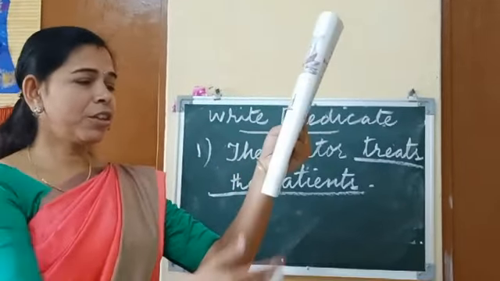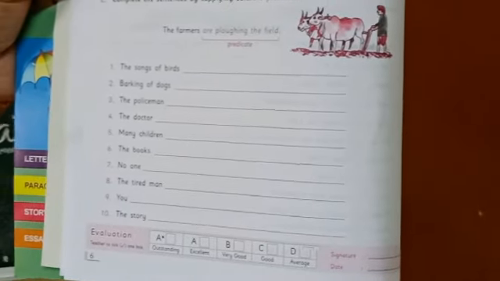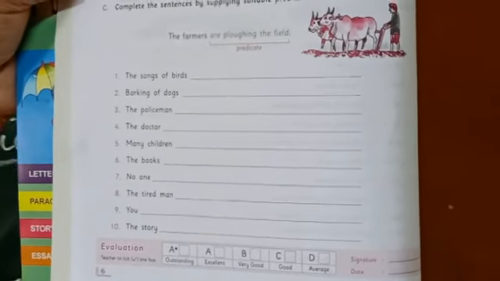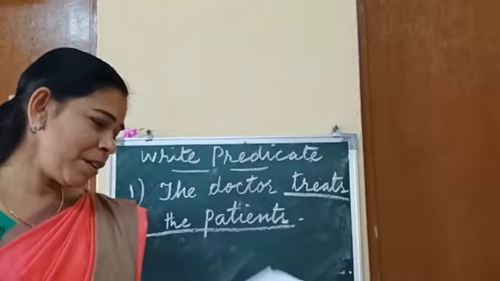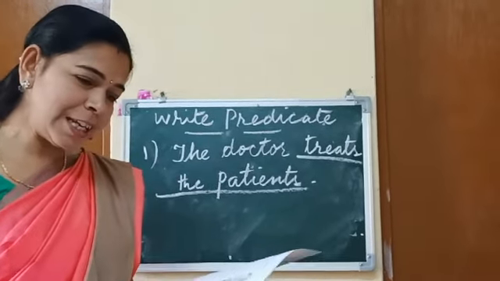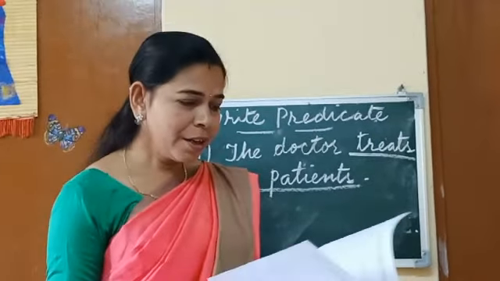Similarly, you have got exercise number C, 10 sentences here. For all these 10 sentences, you have to write the predicate in your copy or in the book. Please try to do it neatly. You don't have the book, so in the copy you can use a pen and write it neatly. Today I am not going to deal with any other topic.